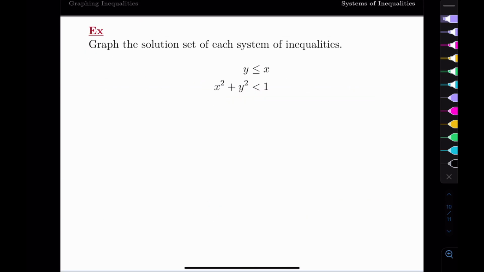So let's try one more. We're going to get practice with another shape that we haven't seen too frequently, and we're going to pick a test point now that can't be 0, 0 because of this first line. But we're going to graph 3 inequalities. We're going to graph y is less than or equal to x. We're going to graph x squared plus y squared is less than 1. And then we will actually get the full system and the solution to the system.